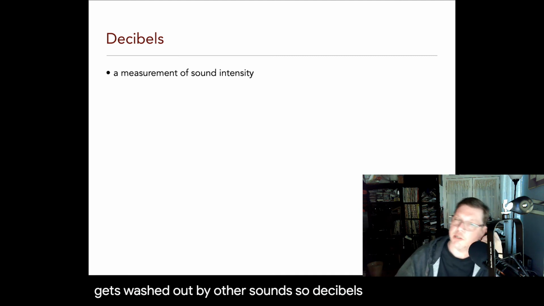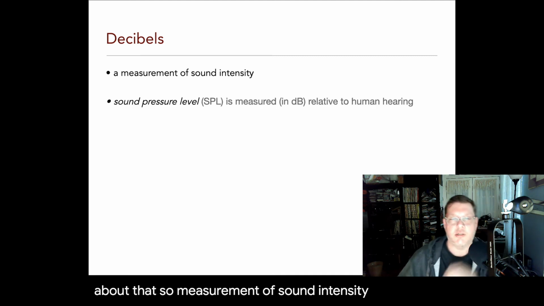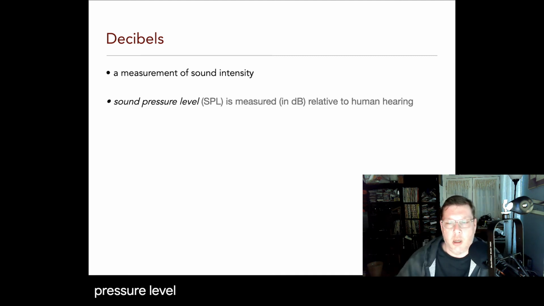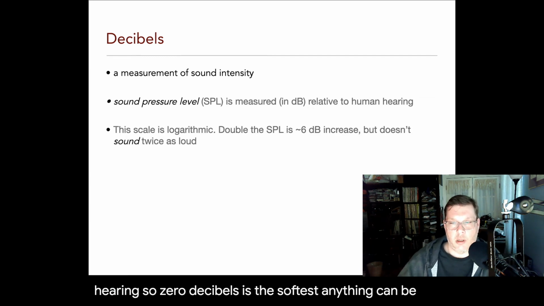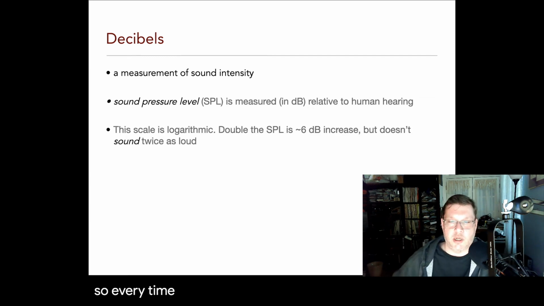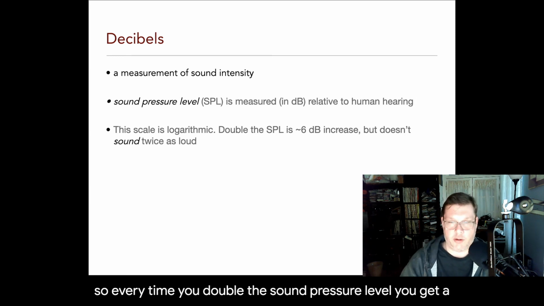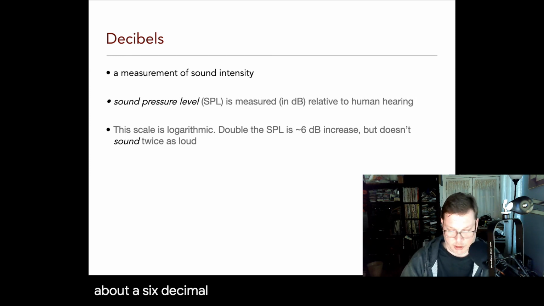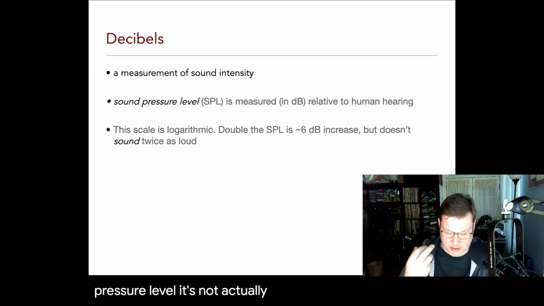So decibels, we talked about that. It's a measurement of sound intensity. The sound pressure level is measured in decibels relative to human hearing. So 0 decibels is the softest anything can be. And so every time you double the sound pressure level, you get about a 6 decibel increase. That's double the sound pressure level. It doesn't actually feel twice as loud to us.